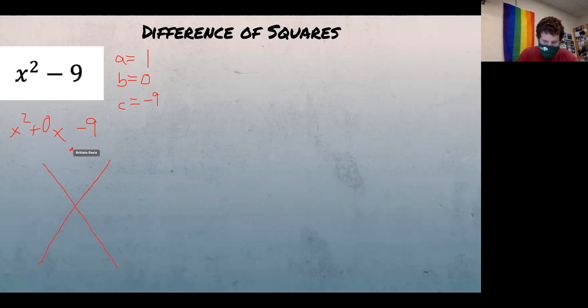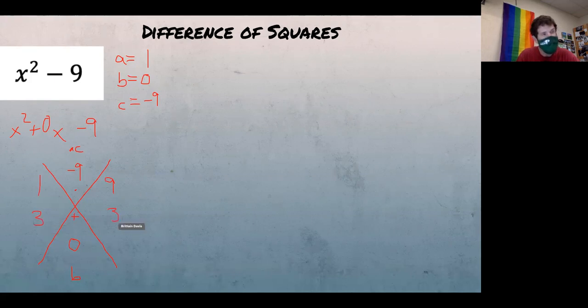So I've got A times C at the top, B at the bottom, multiply down here. Oops, that was backwards. Multiply at the top, add down here. So A times C is going to be -9 and B is 0. So let's come up with the factors of 9. What do we have? 1 and 9 and 3 and 3.